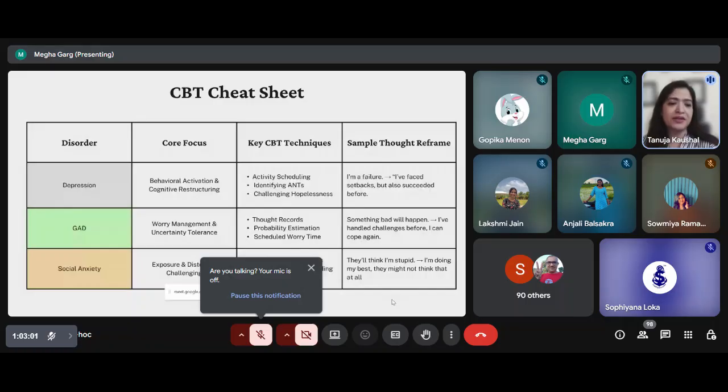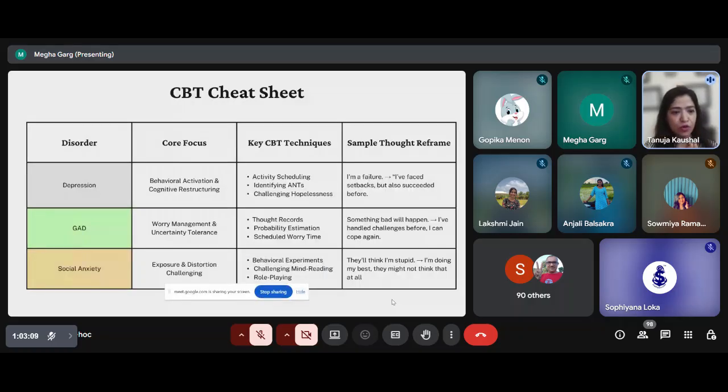Okay, this is basically we have developed a CBT cheat sheet so that it becomes easier for you. That if this is the disorder, this should be your focus, and these are the key CBT techniques which you can apply. And we have also provided a sample thought frame. You all can have a look at it. I think we have already discussed these techniques and sample thoughts. Can we proceed?